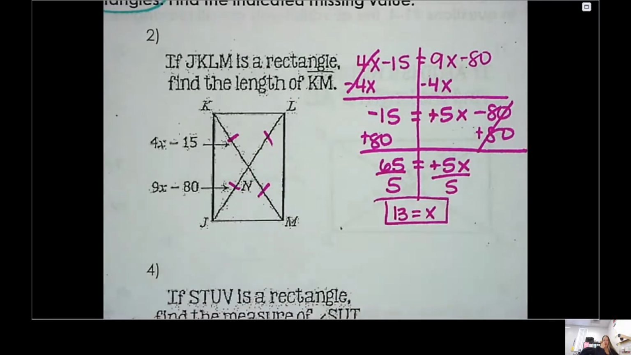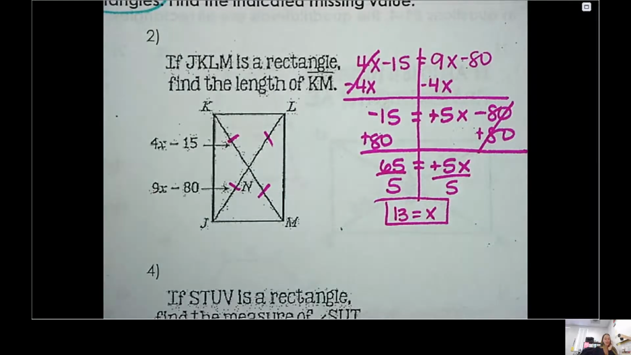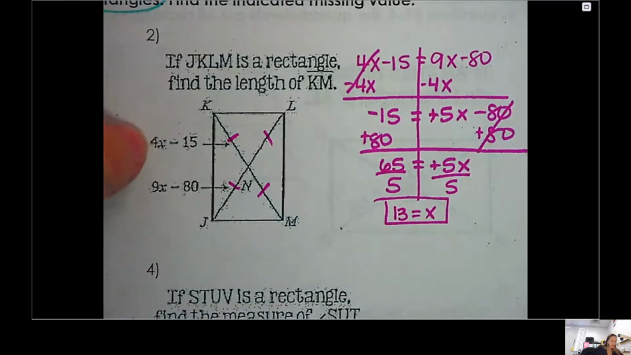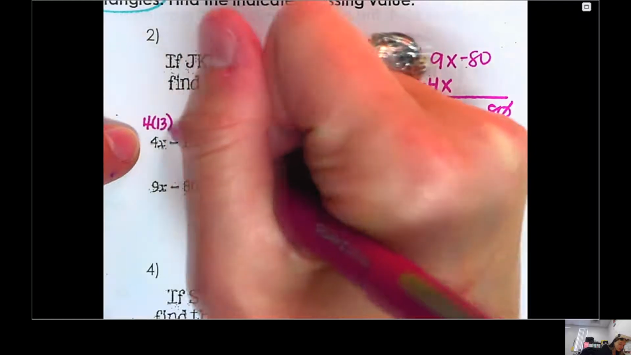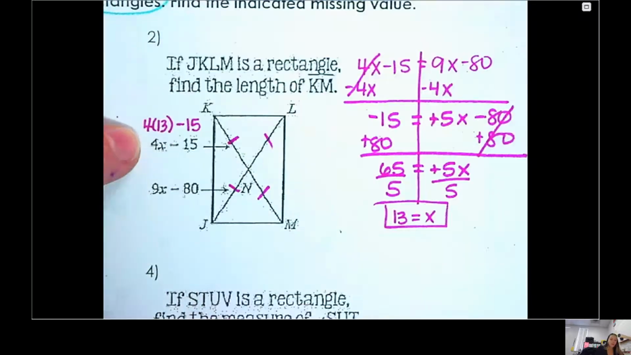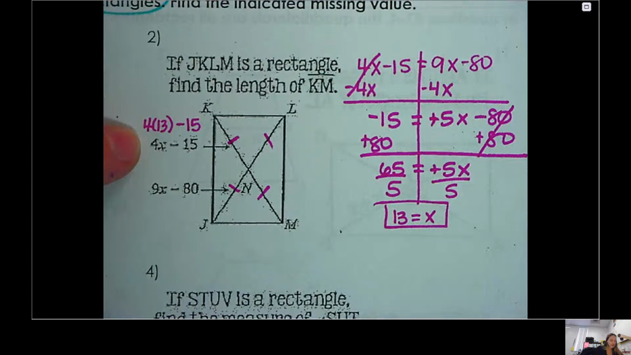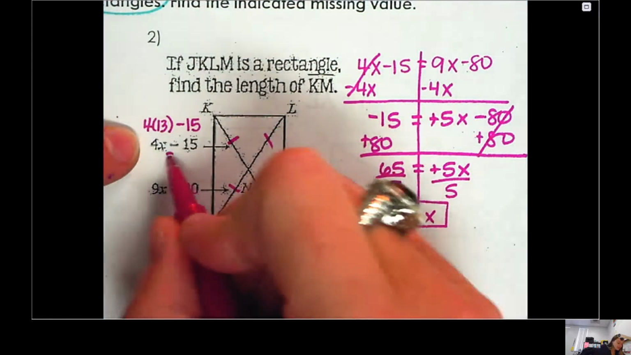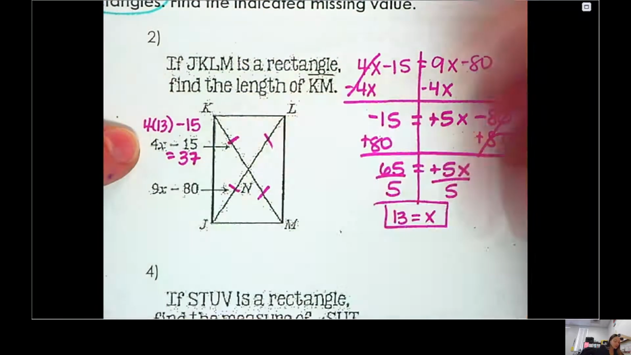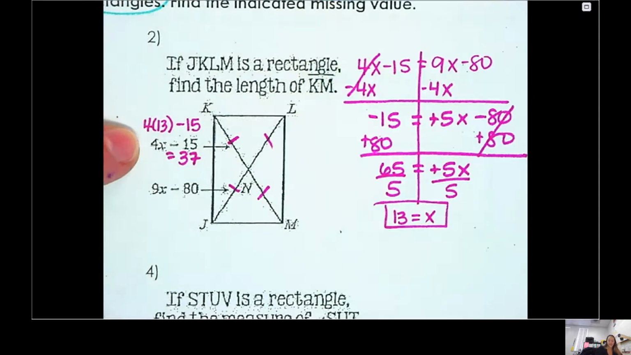And then I'm trying to figure out what the lengths are. So I'm going to have to take this number and plug it in. Now, again, it does not matter where I decide to plug it into. So I'm going to plug it in right here. 4 times 13 minus 15. So if I do that, I get 37. So each one of these individual pieces is 37.